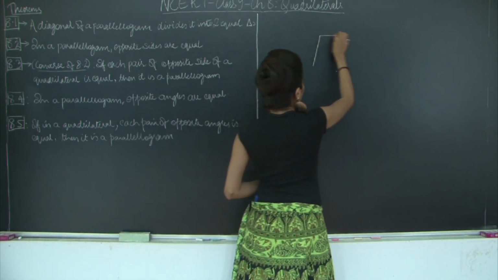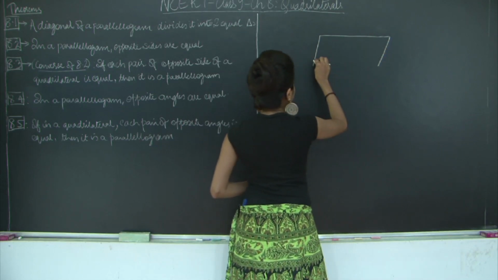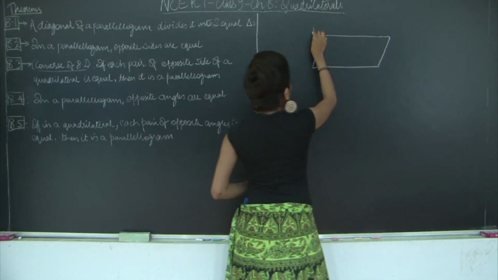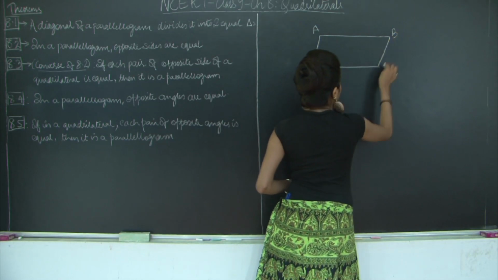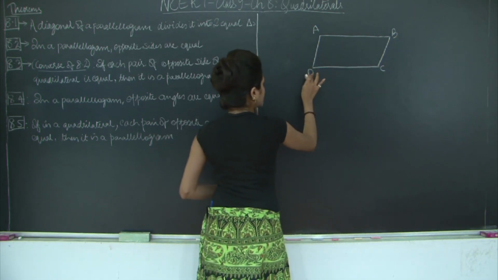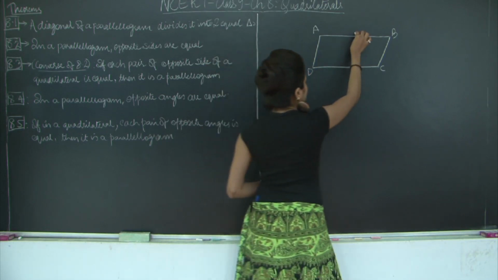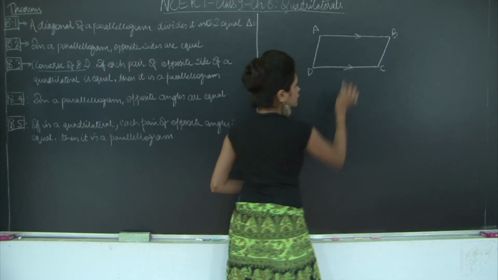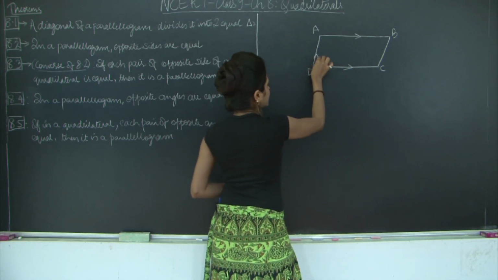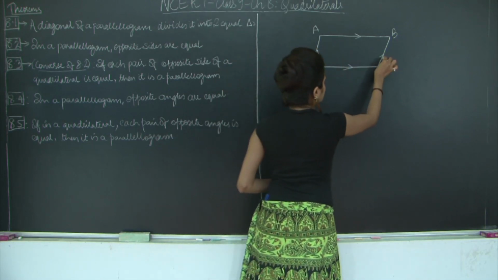Let's say I have my parallelogram ABCD. So what do we know about a parallelogram? That the opposite sides are parallel. So AB is parallel to DC and AD is parallel to BC.